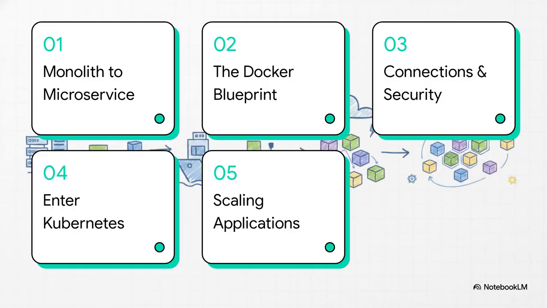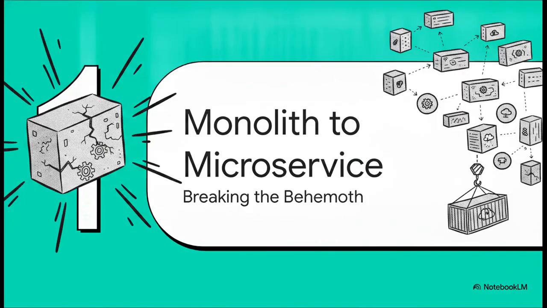Here's our roadmap for today. We'll be covering monoliths to microservices, the Docker blueprint, connections, data, and security. Then we'll enter Kubernetes orchestration and wrap up with scaling real-world applications. All right, let's hit section 1, monoliths to microservices, breaking down the behemoth.